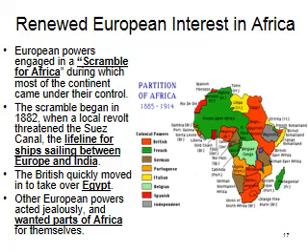It begins, this quote-unquote scramble for Africa, begins in 1882 when a local revolt threatens the Suez Canal, which is up in northeast Africa, near Egypt.